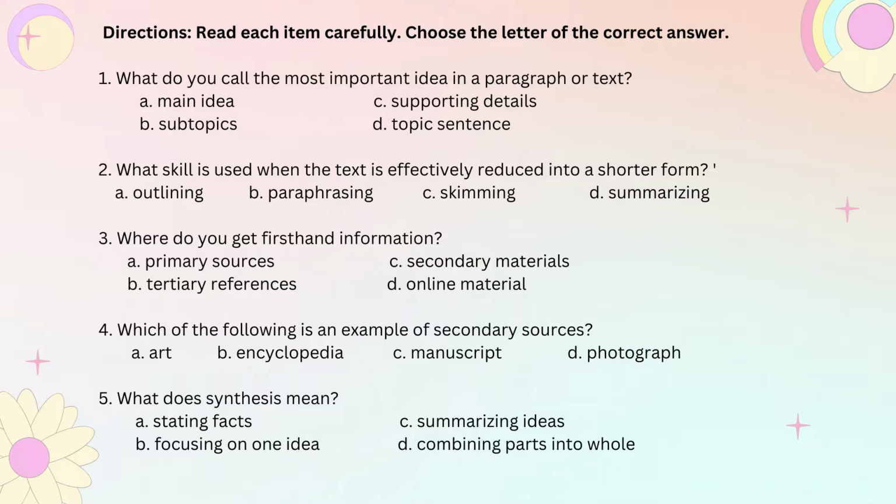2. What skill is used when the text is effectively reduced into a shorter form? A. Outlining. B. Paraphrasing. C. Skimming. D. Summarizing. 3. Where do you get first-hand information? A. Primary sources. B. Tertiary references. C. Secondary materials. D. Online material.